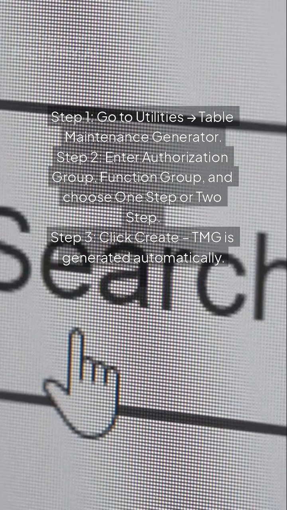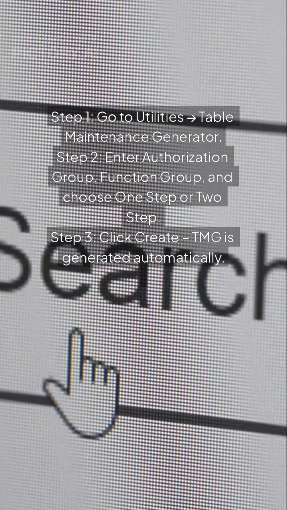Step 1. Go to Utilities. Table Maintenance Generator. Step 2. Enter Authorization Group, Function Group, and choose one step or two step. Step 3. Click Create. TMG is generated automatically.